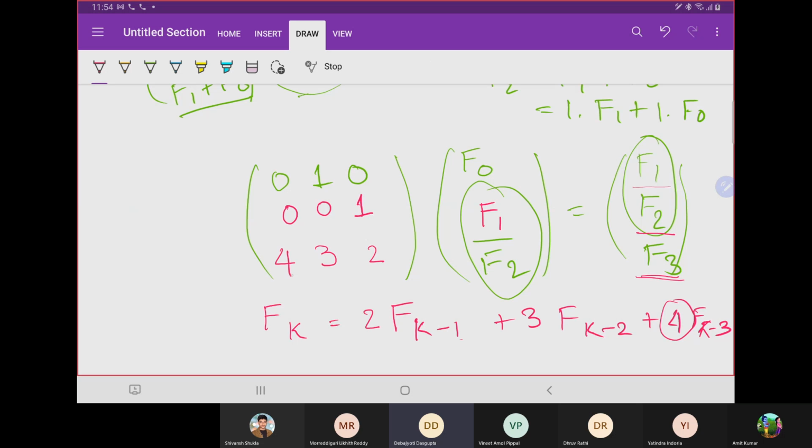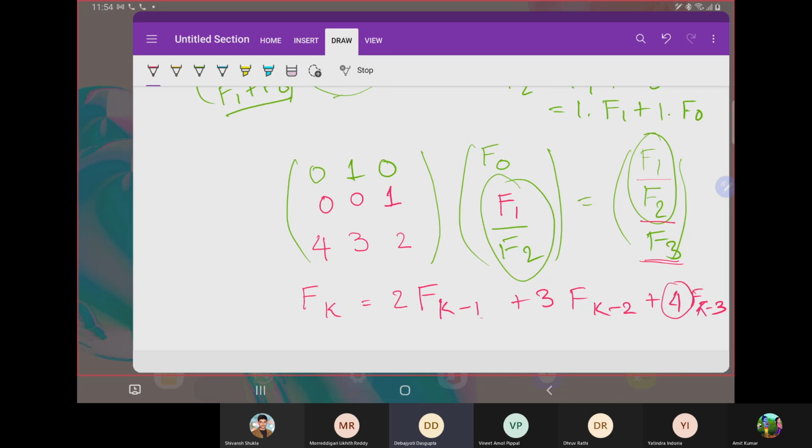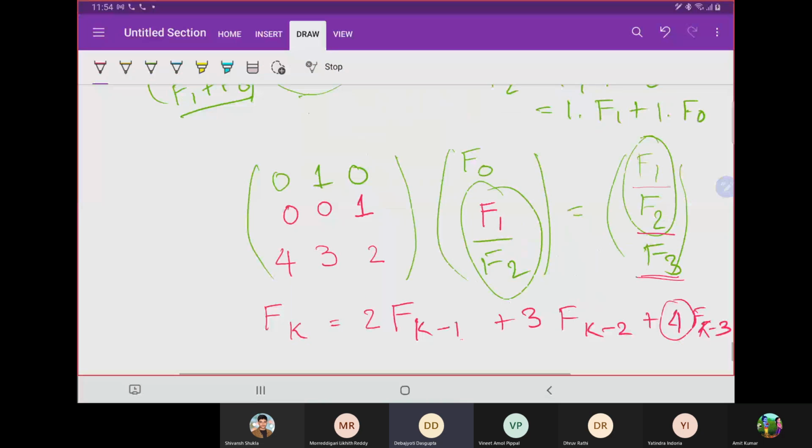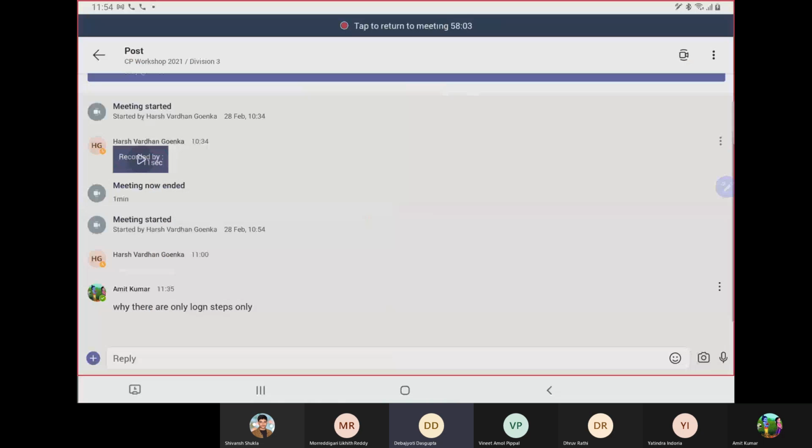Right, you got the idea how this matrix has been created, right? Any doubts of how the matrix has been created? Yeah. So cool. So this is how the matrix will be created.